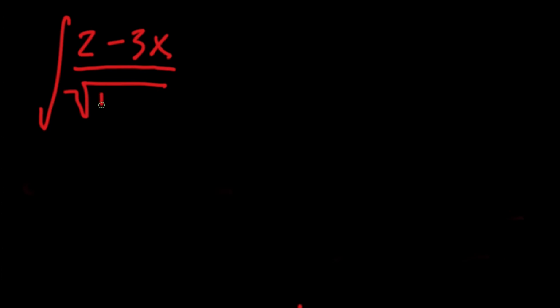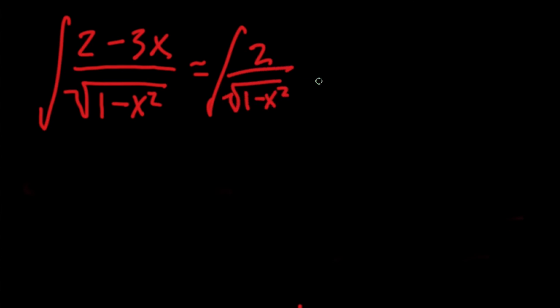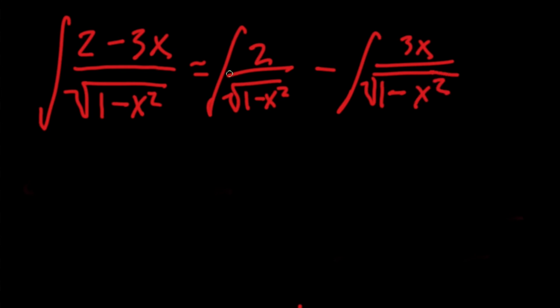We've solved it. Now we're going to do one last one. Very easy. 2 minus 3x over the square root of 1 minus x squared. And we see this minus here, it just goes straight to splitting the fractions, so we're going to get the integral of 2 over the square root of 1 minus x squared, and we're going to get minus 3x over square root of 1 minus x squared. So let's just solve this first integral.